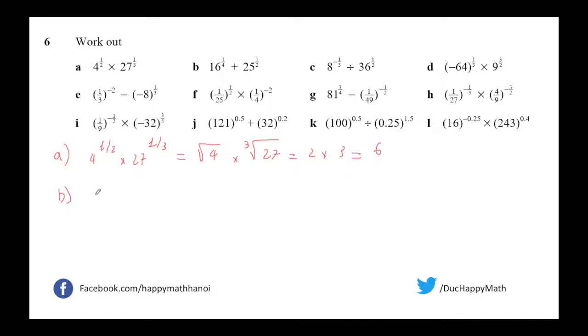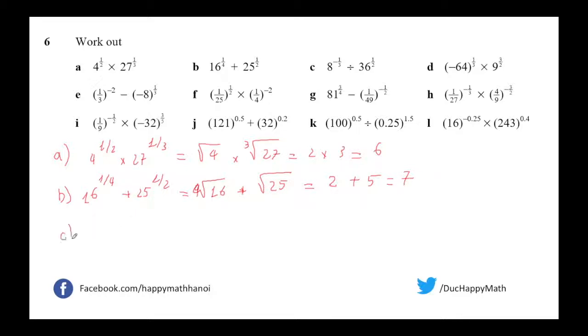How about B? 16^(1/4) + 25^(1/2). So 16 to the power of 1/4 means you take the fourth root of 16, plus the square root of 25. The fourth root of 16 is equal to 2, and the square root of 25 equals 5. So the final result is 7.